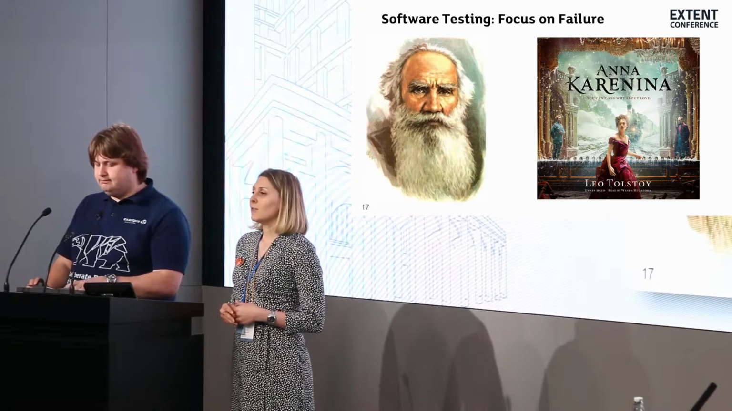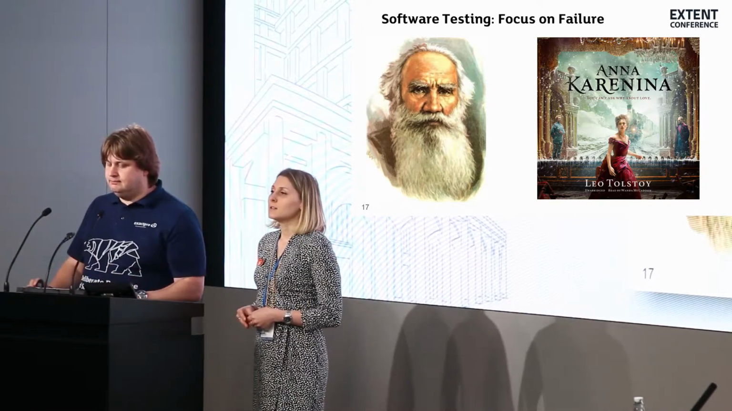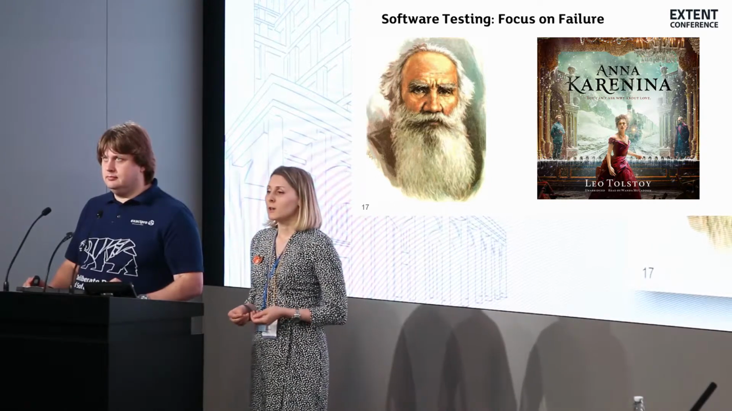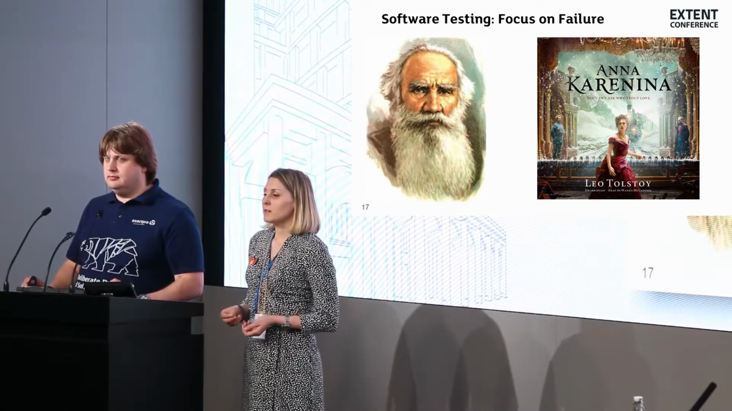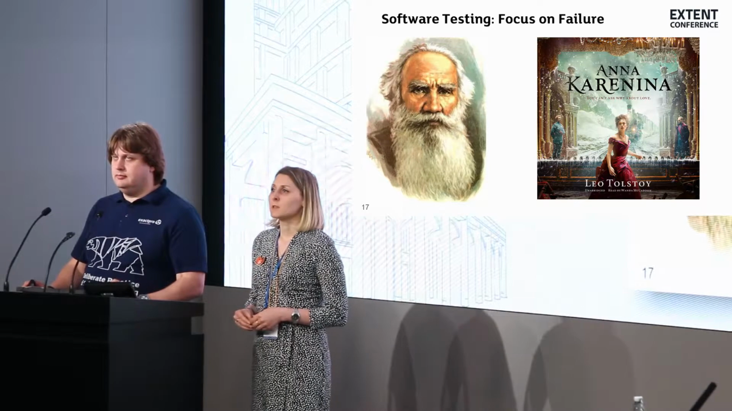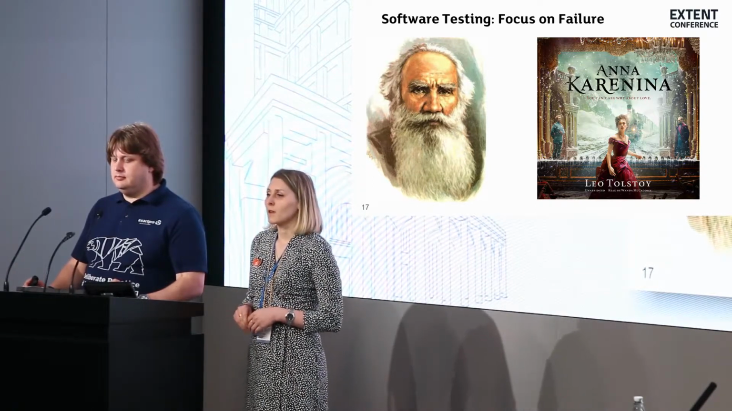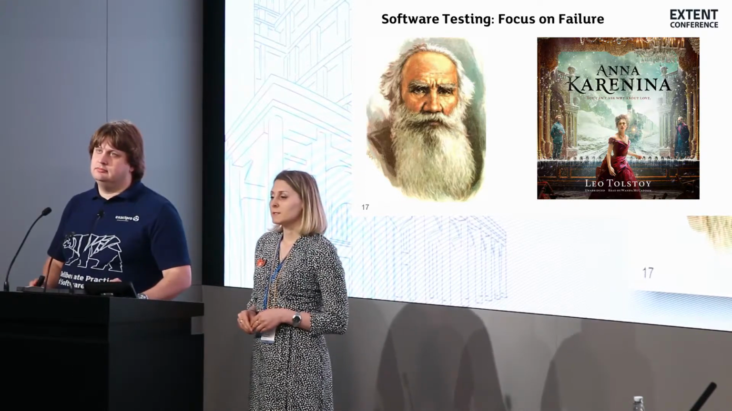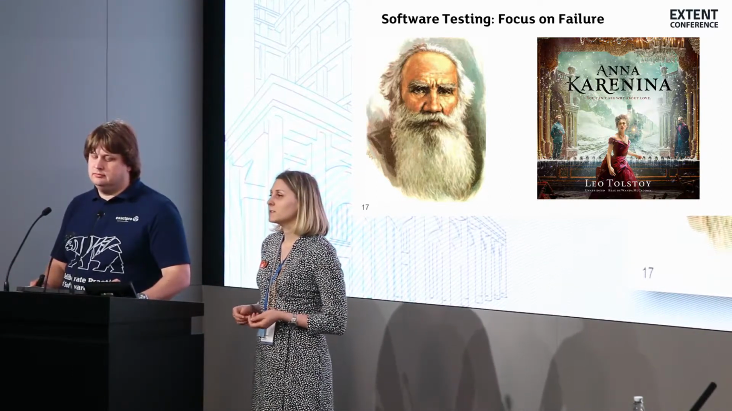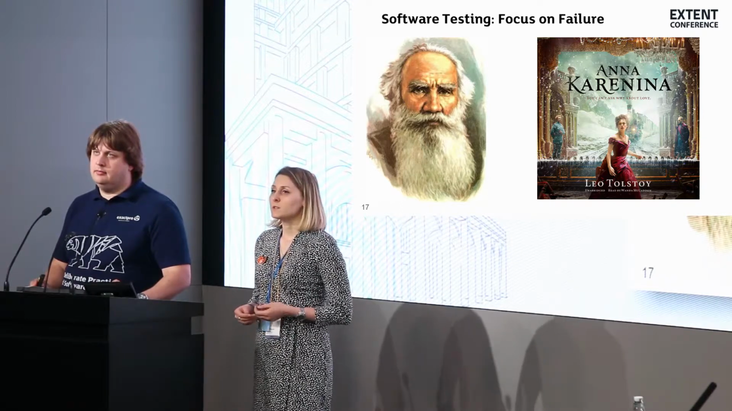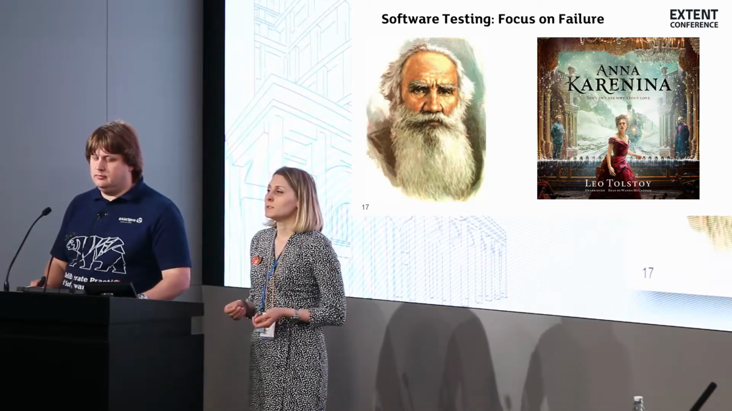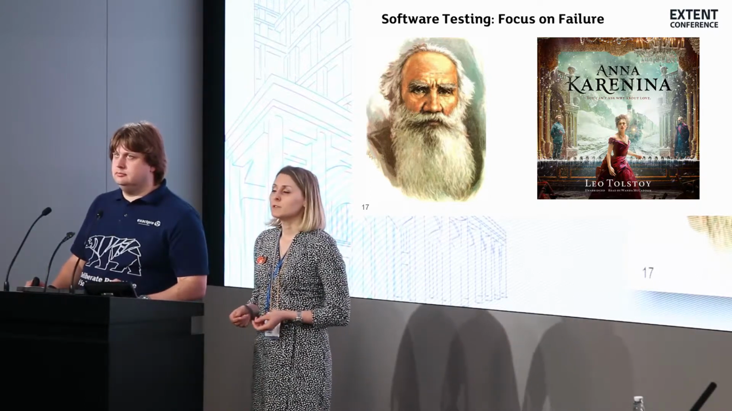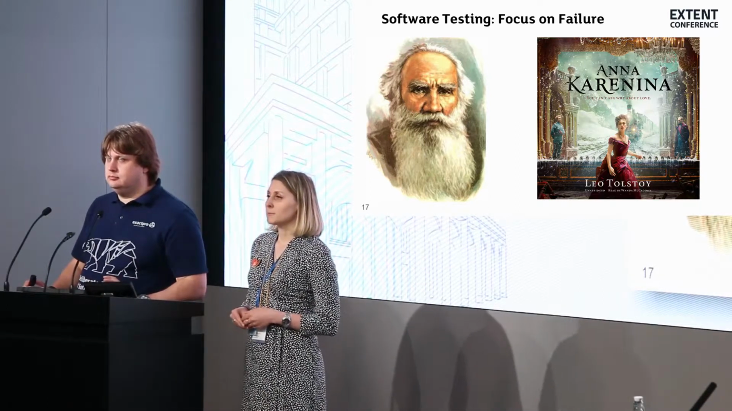Software testing focuses on failure. Leo Tolstoy said, "Happy families are all alike. Every unhappy family is unhappy in its own way." That's the essence of it. It is possible to have an ideal production system, but it is not possible to have an ideal testing tool. In software testing, we do not need one happy way. We need many unhappy ways, even when we talk about the same testing type.